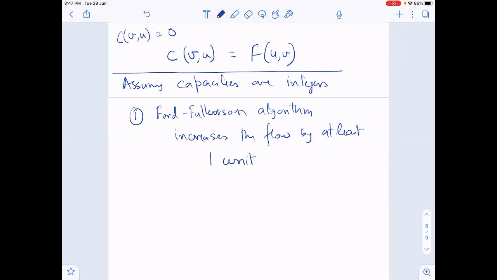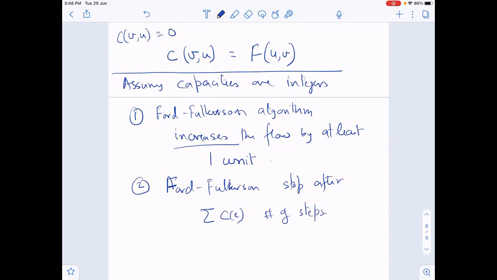But how many times will it increase? It cannot keep on increasing forever, right? Can you give an upper bound on the number of times this algorithm has to repeat this whole process? Some of the edge weights. So the Ford Fulkerson algorithm stops after the summation of c(e) number of steps.